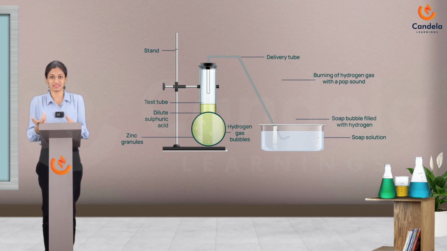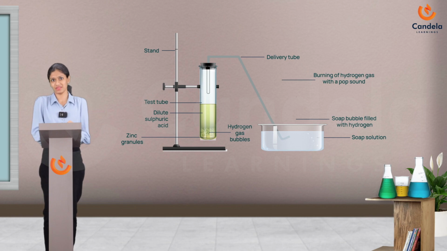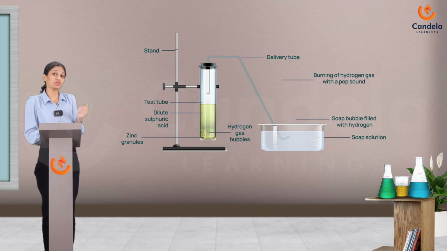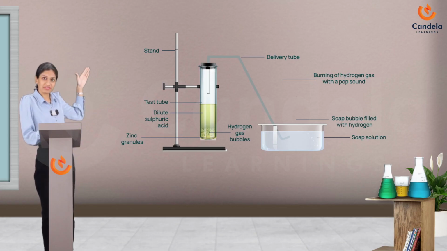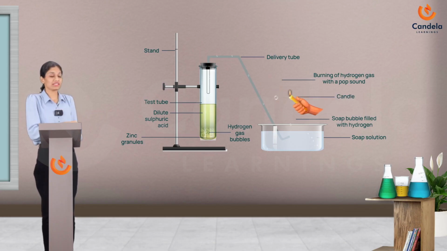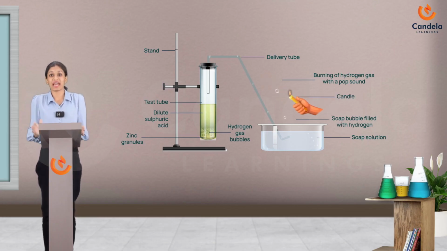Now what is this gas? Which gas is evolved in this reaction? Let me tell you, it is hydrogen gas. How will we confirm that this is hydrogen gas? For this, we have to pass the gas evolved from this reaction mixture through a delivery tube into the beaker containing soap solution. Now gas bubbles filled with soap are formed in the beaker. When we show a burning candle near the soap bubbles, the gas burns with a pop sound. This confirms that the gas formed is hydrogen gas.